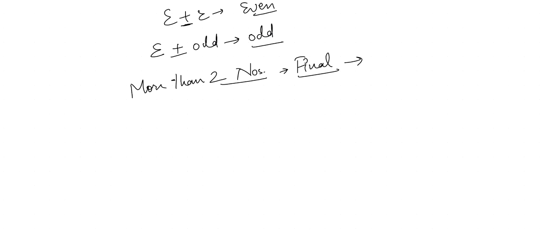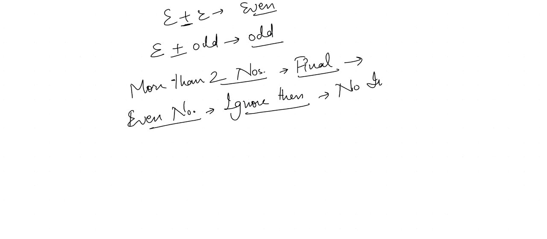So the even numbers, you can simply ignore them. Ignore as in they will have no impact on the outcome. What we need to see is how many odd numbers are there. That's it.